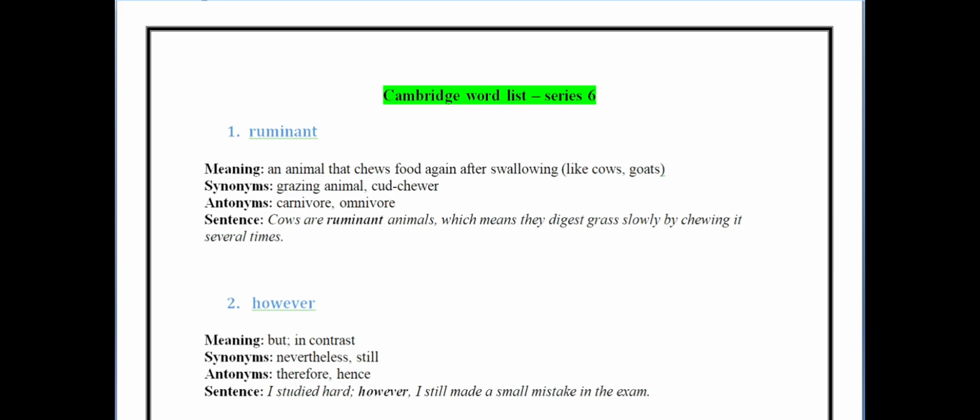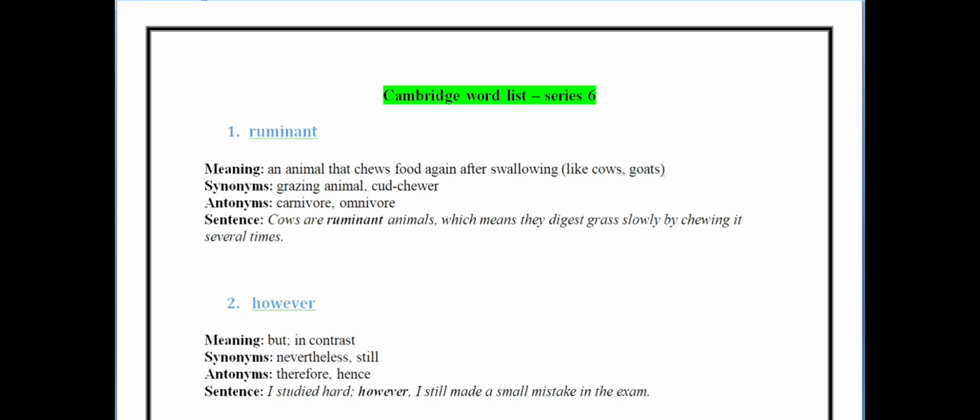The synonyms of these words are grazing animal or cud chewer, cud. The foam which is formed while they chew the food, that is called as cud. The antonyms of the words are carnivore and omnivore. Now the sentence. Cows are ruminant animals, which means they digest grass slowly by chewing it several times.